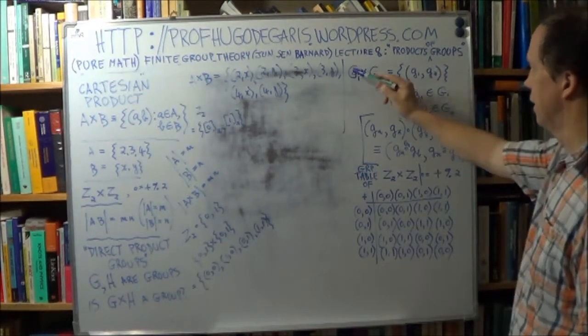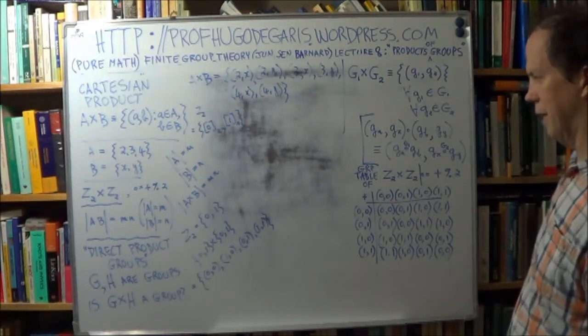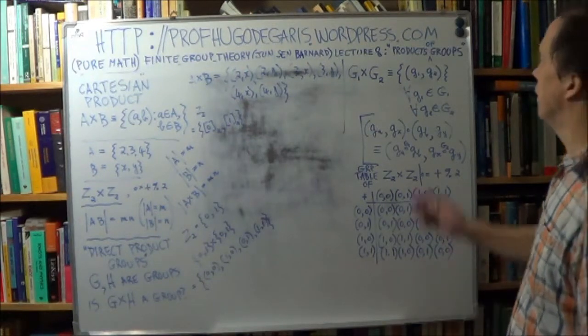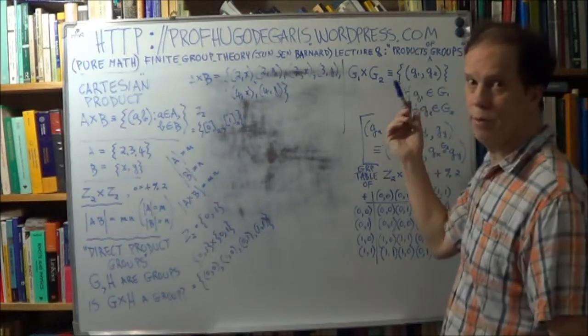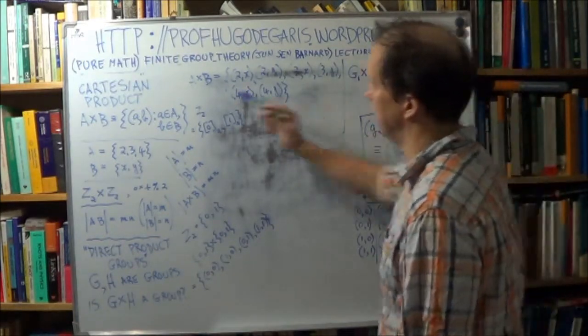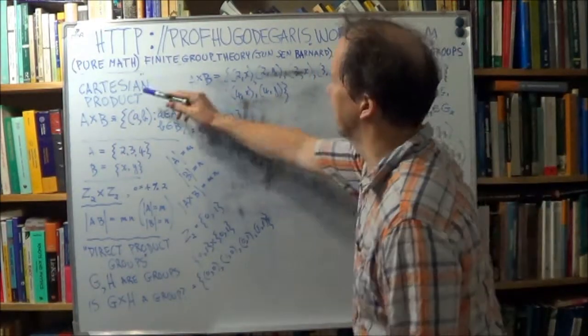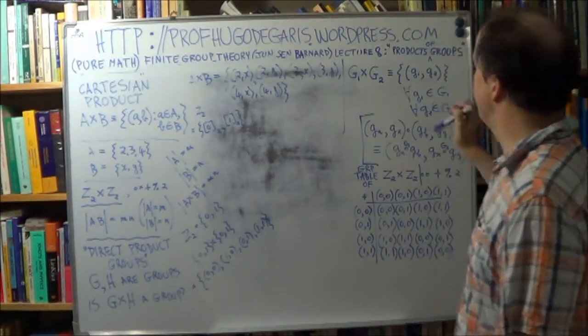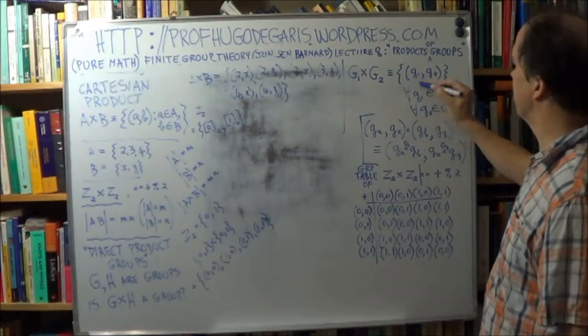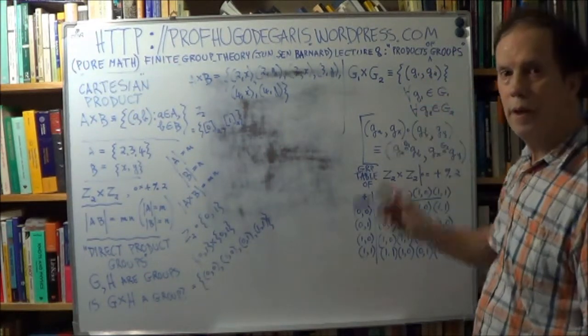So there's a direct product of two groups, and if you want to think of them as sets, because groups are special kinds of sets, then that's a Cartesian product. All right? Now, you have this set here of all ordered pairs.